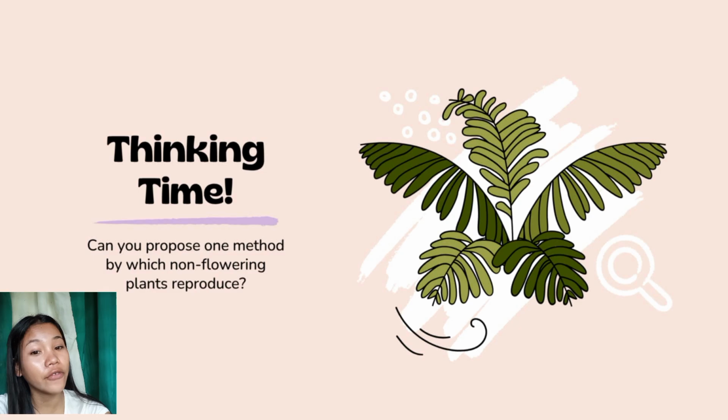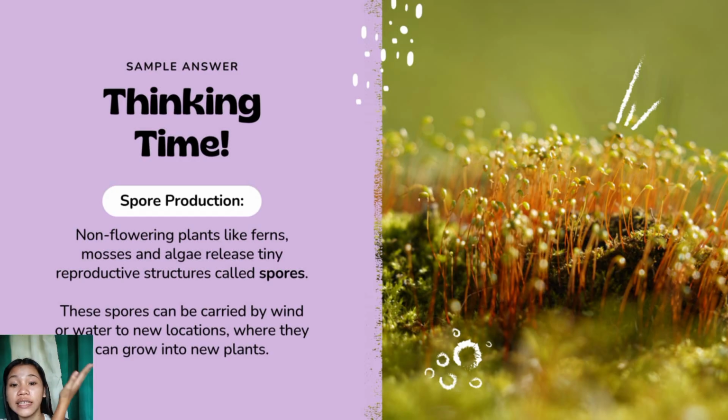Now, we will have another activity. So, thinking time. Can you propose one method by which non-flowering plants reproduce? And now, this is the sample answer of the given activity for your reference.